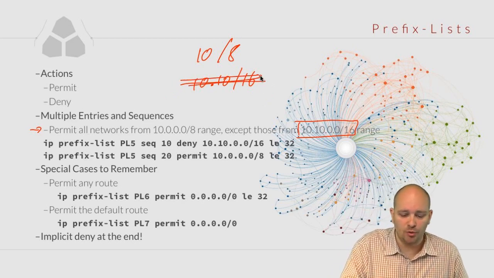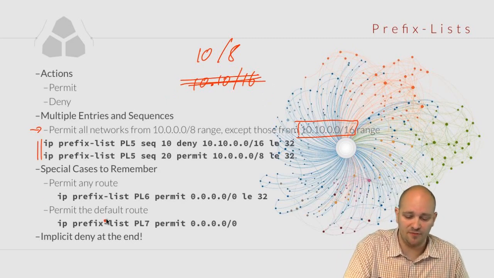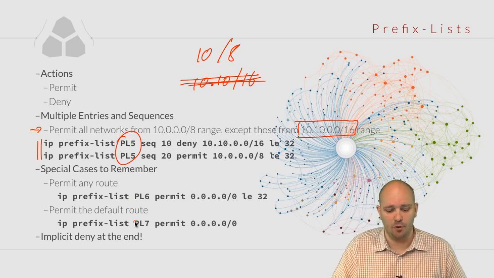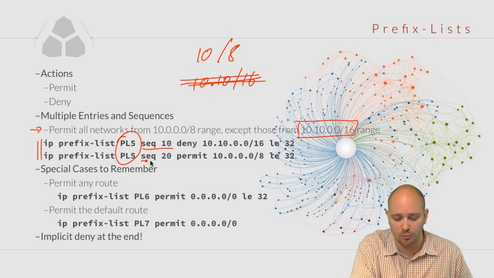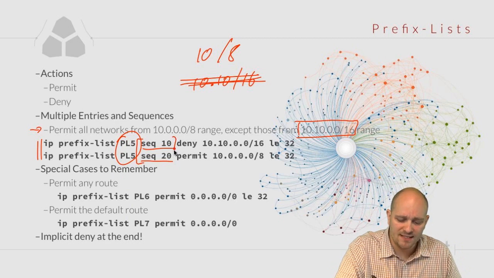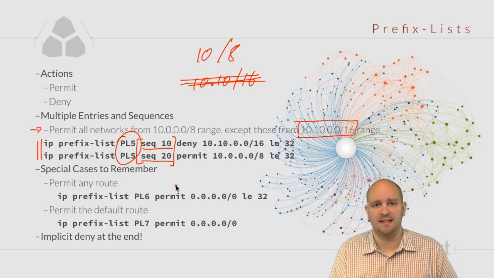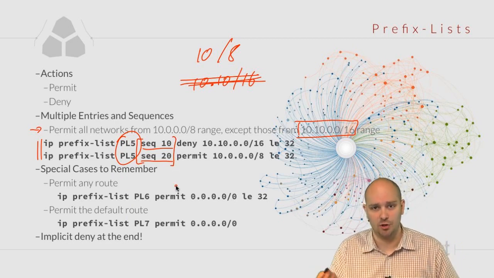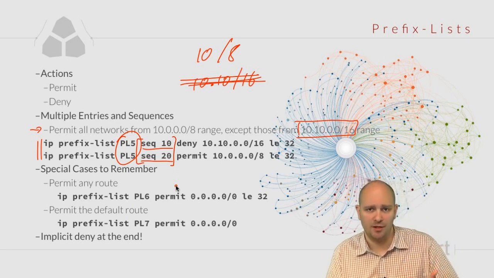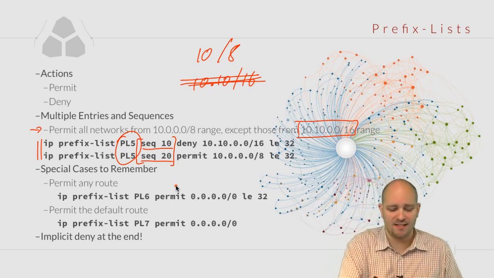So what I can do here is I can specify a prefix list, and you can see here that this is a prefix list 5 in both cases that has two sequences, 10 and 20. And keep in mind that this sequence syntax here is not mandatory when you're actually typing out the prefix list, but it will be entered for you by IOS there.